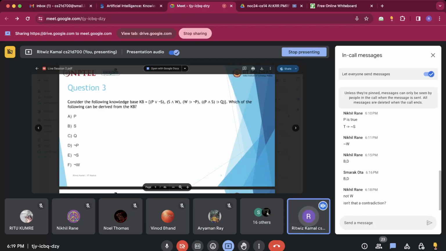But this is where the difference between a human and a logic machine comes in, right? So it doesn't care about whether you are arriving at a contradiction, right? Whatever it can derive, it is going to derive, right? And this also somehow correlates with the concept of soundness and completeness, if you remember from the previous live sessions discussion.